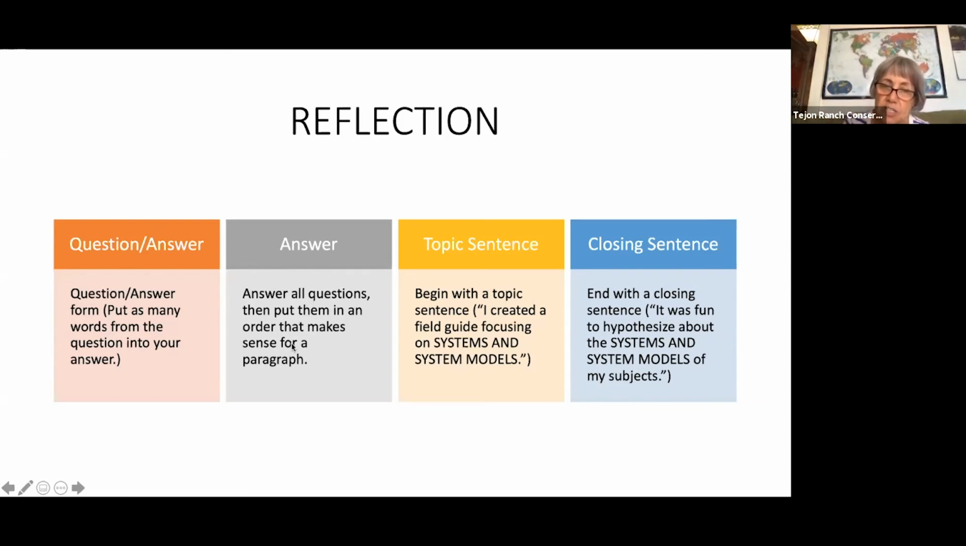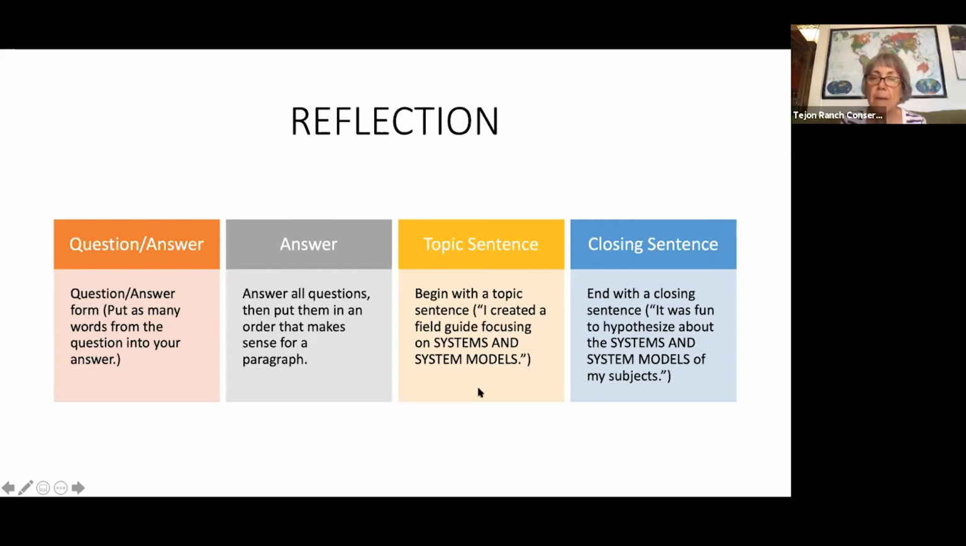Answer all your questions and then put them in an order that makes sense to create a paragraph. Now, the order that I give you the questions may or may not be the proper order. It all depends on what your answers are. But remember to use all of the questions, or at least all of the answers to the questions, in your paragraph. Don't skip any of them.